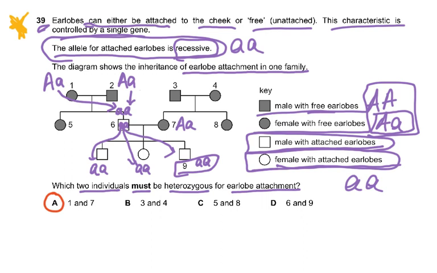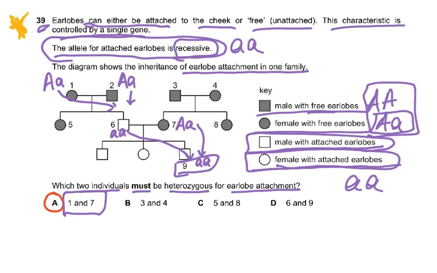Why? Let's look at the diagram once again. 6 is definitely small a, small a, because he is a male with attached earlobe. And 9 is a male small a, small a. So one small a has to come from 6 and one small a has to come from the other parent, which is parent 7. So that is why the answer was 1 and 7.